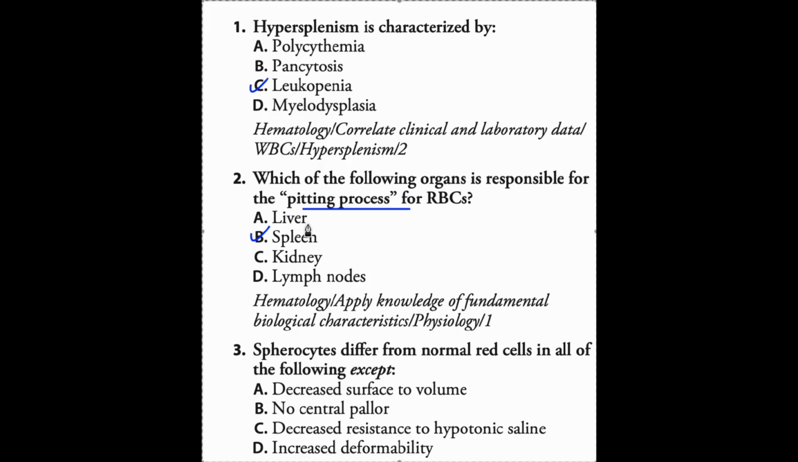A. Liver also filters blood, but is primarily involved in culling, not the precise pitting function. Kidney filters blood plasma to make urine, and lymph nodes filter lymph from pathogens. Neither performs the pitting of RBCs.